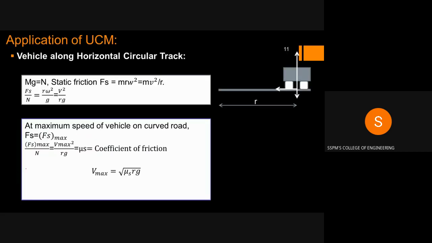Okay, next we will see the applications of the uniform circular motion. The first application is a vehicle along a horizontal circular track. You can see here, this is the center of the circular track. Suppose this is the circular track and it has the radius r, and this is the vehicle. It is moving with the velocity v. This is the linear speed or the tangential speed.